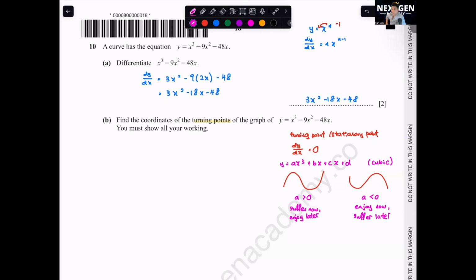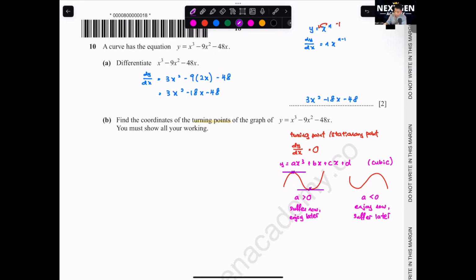Why do I use this? It's actually to connect with question C. What we are trying to find right now is for this graph, which is positive x cubed, so you should get a sad then happy graph. The two turning points that we'll be getting are this top part and bottom part. So you have two turning points. Why is dy over dx equals 0? Because the gradient equals 0 at these two points, this and this. So dy over dx equals 0.